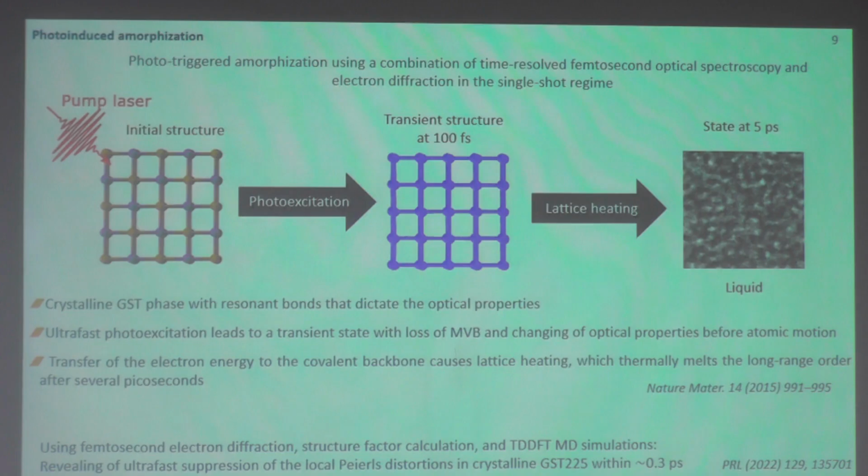Also, in this publication, it was shown that by using femtosecond electron diffraction, structure factor calculation and some simulation, it is also possible to suppress local Peierls distortions. You know that this system, cubic GST, is highly distorted, also possessing so-called Peierls distortion, and then it's possible to suppress it in crystalline GST within 0.3 picoseconds. So, again, this changes the system from one bonding state to another bonding state.